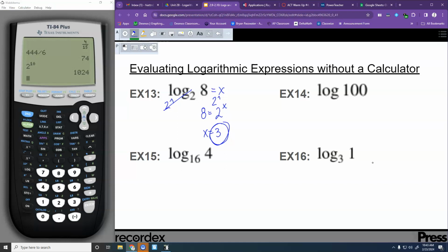14 doesn't have a base. What is it? 10. All right, it's got a little 10 hiding right there. I'm going to do the same thing I did on the last problem. I'm going to put it equals x because that's what I'm trying to find. So think about it either as rewriting or as inverses. To get rid of a log with a base 10, I would do 10 to the power. It would cancel. I'd do 10 to the power over here. I'd have 100 equals 10 to the x power. 10 to what power gives us 100? 2. So 2 would be our answer here.